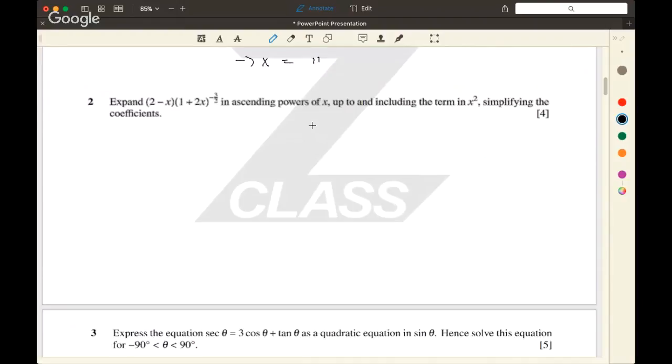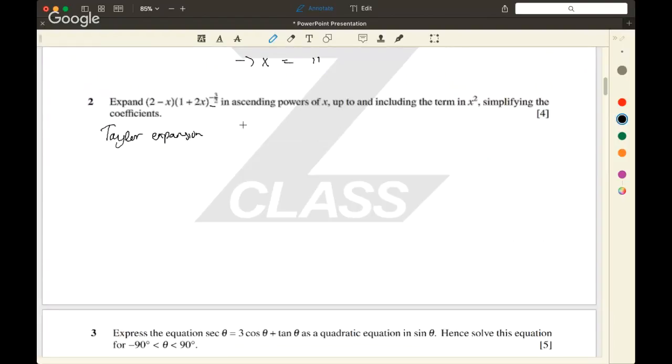Okay, next one is an expansion. So we're looking at a Taylor expansion, because you'll notice that the exponent here is a negative fractional power. So you can't use the binomial expansion or anything like that, because that requires a positive integer power.